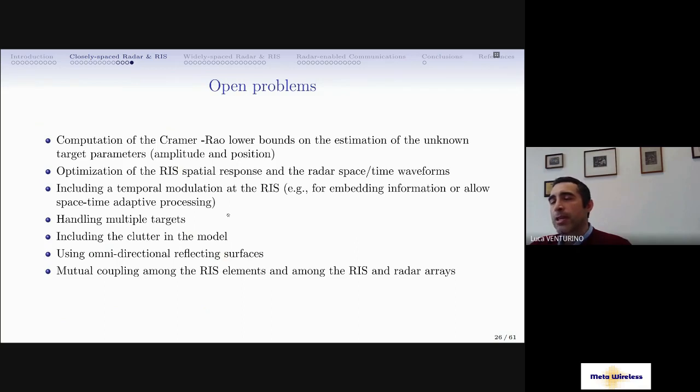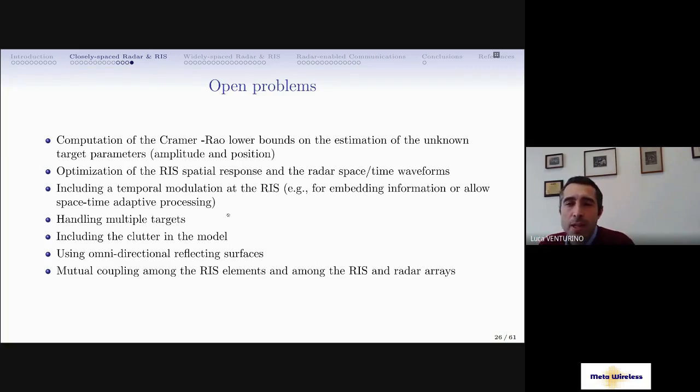Of course, you now know that a new type of RIS has been proposed, where we are able to simultaneously reflect and transmit the incident signal, so we can have a full coverage of space. So understanding how we can use such a new type of reflecting surface is an open problem in the context of radar applications.